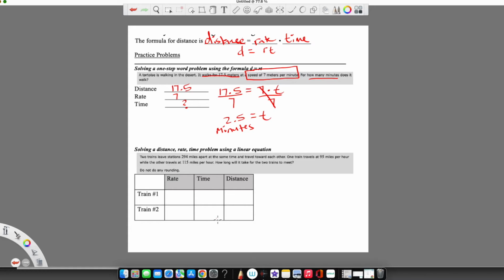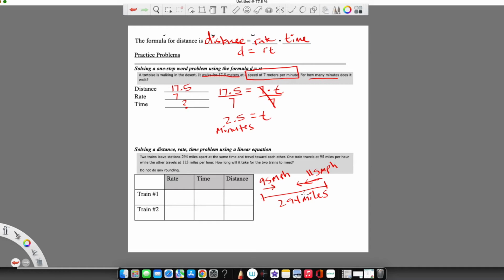Alright, so now we're going to look at distance, rate, and time again. It's a little bit of a mixture problem as far as building a table, but the table just helps us organize the information. Two trains leave a station 294 miles apart at the same time. I know how far apart they are, and they travel toward each other. So they're going toward each other, and this distance is 294 miles. One train travels 95 miles per hour, and the other travels 115 miles per hour. How long will it take the two trains to meet?